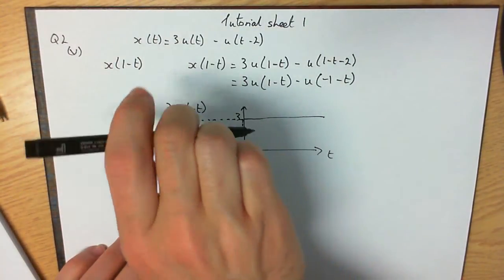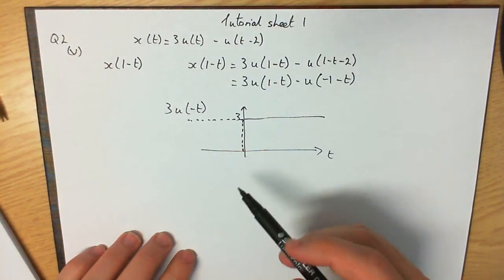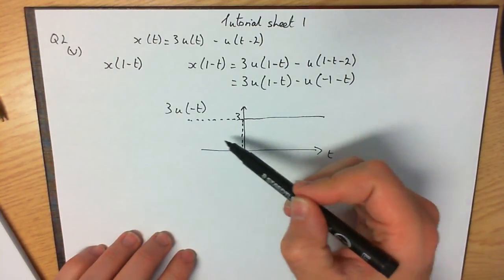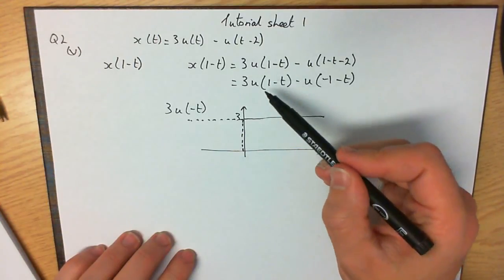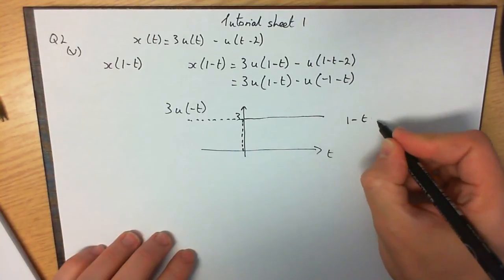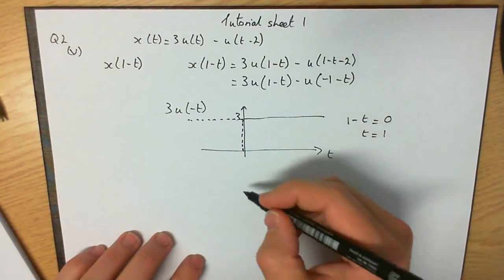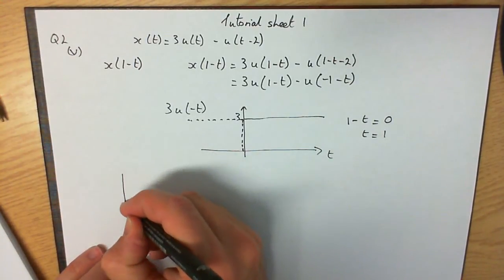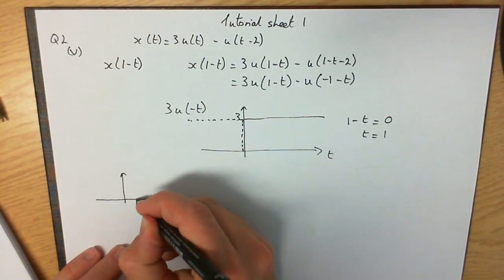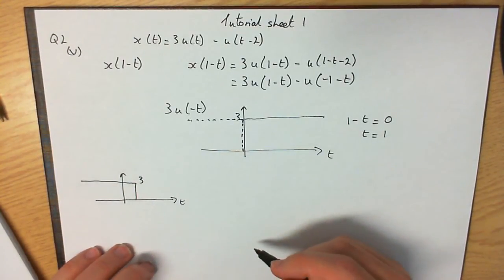Rather than going to plus infinity, it's going to go to minus infinity. And then we need to say, well, at what time do we need to shift this to? Do we shift it left or do we shift it right? Well, again, we just look at the argument. So at what point does 1 minus t equal 0? Well, that occurs at t is equal to 1. So if I plot that, I'm going to have something that looks like that, which has got an amplitude of 3.